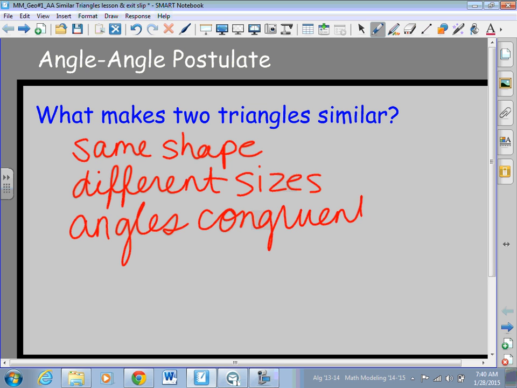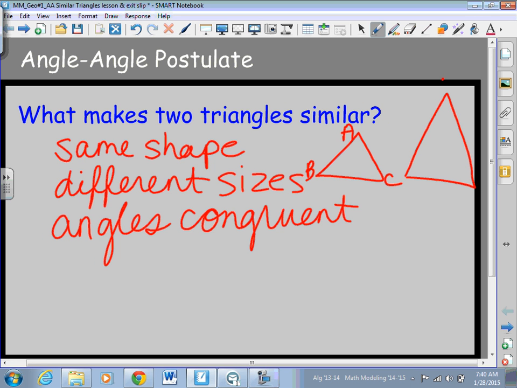So what that means is if I have this triangle A, B, C, and I have its other triangle, D, E, F, and let's say right now for kicks that they are similar, the same shape but different sizes. Angle B and angle E, and I'm going to put an arc there, are corresponding angles, because B is in the smaller triangle, but E is the same angle as B, but in the larger triangle.